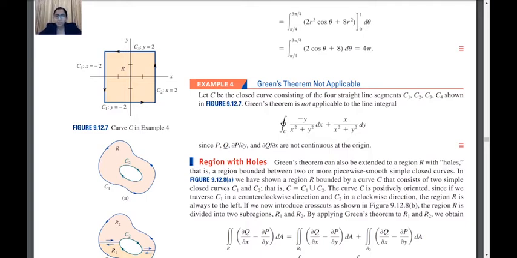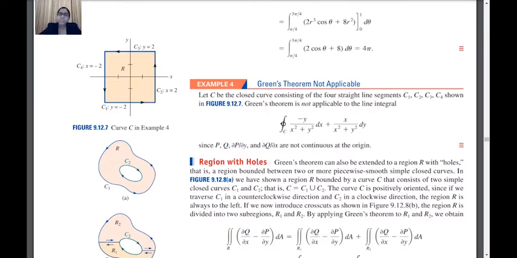Example 4 is as follows. Let C be a closed curve which consists of 4 straight lines, C1, C2, C3, C4. In figure 9.12.7, C1 is y equals minus 2, C2 is x equals 2, C3 is y equals 2, and C4 is x equals minus 2. Altogether we get a square shape. So C is C1 union C2 union C3 union C4, and the region will be the shaded portion.